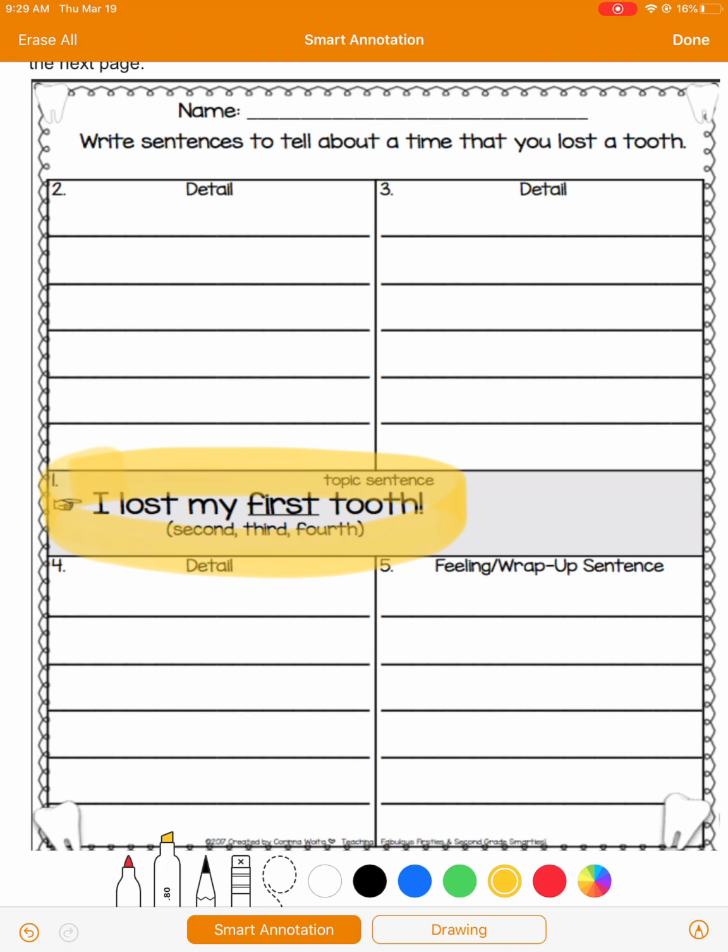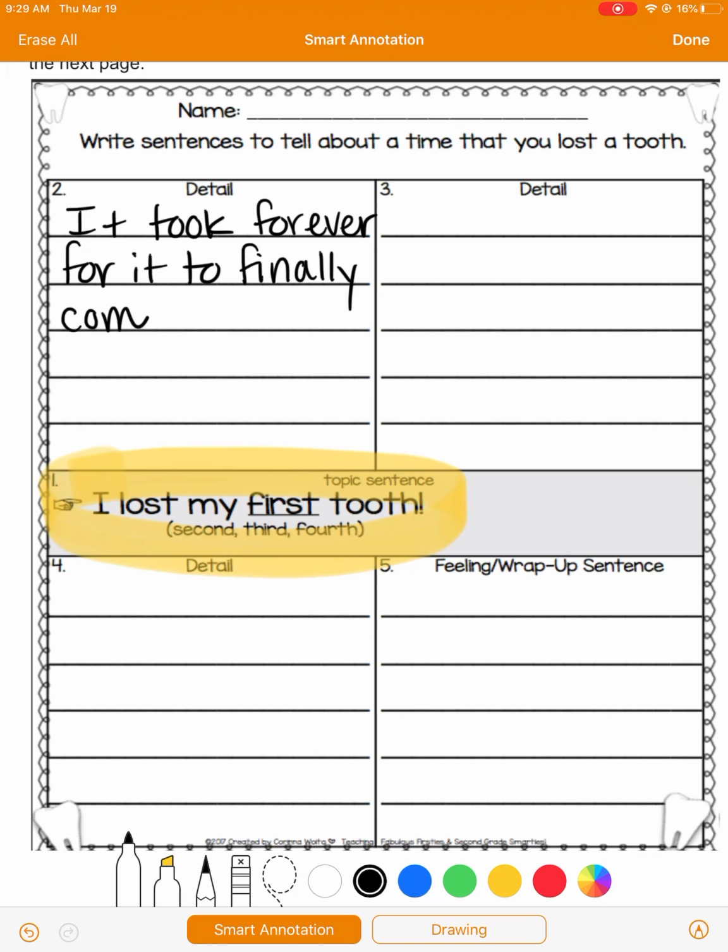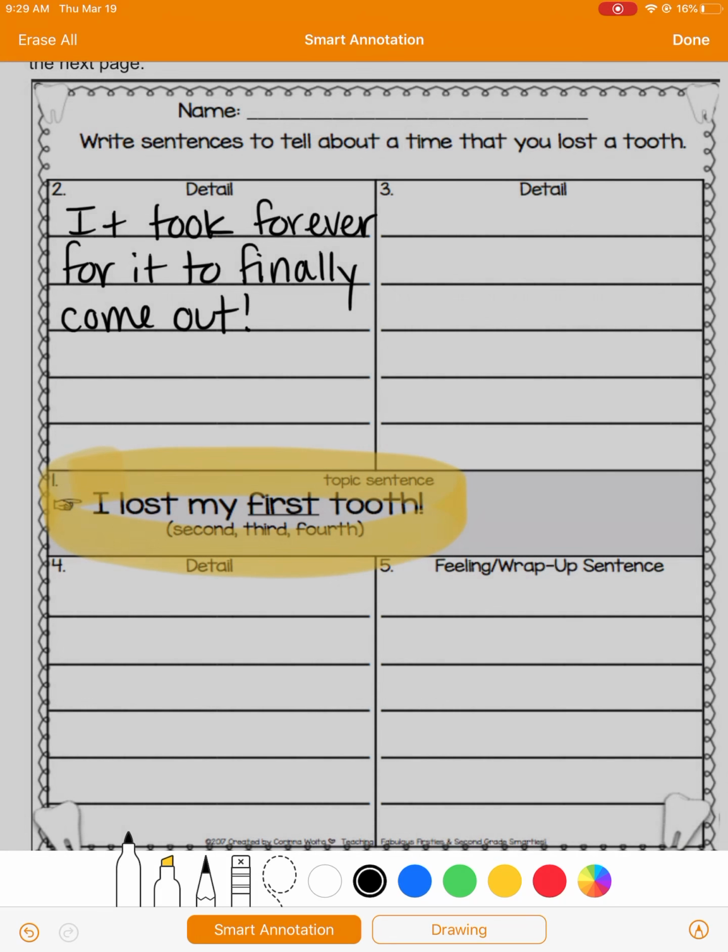Now we're going to switch gears and talk about a time we lost our tooth. As good writers, we might want to introduce a time that was kind of a problem. There was a conflict. I lost my first tooth, and it can be a small problem, right? My problem: it took forever for it to finally come out. It felt like it took forever. Some of you might have the same problem.